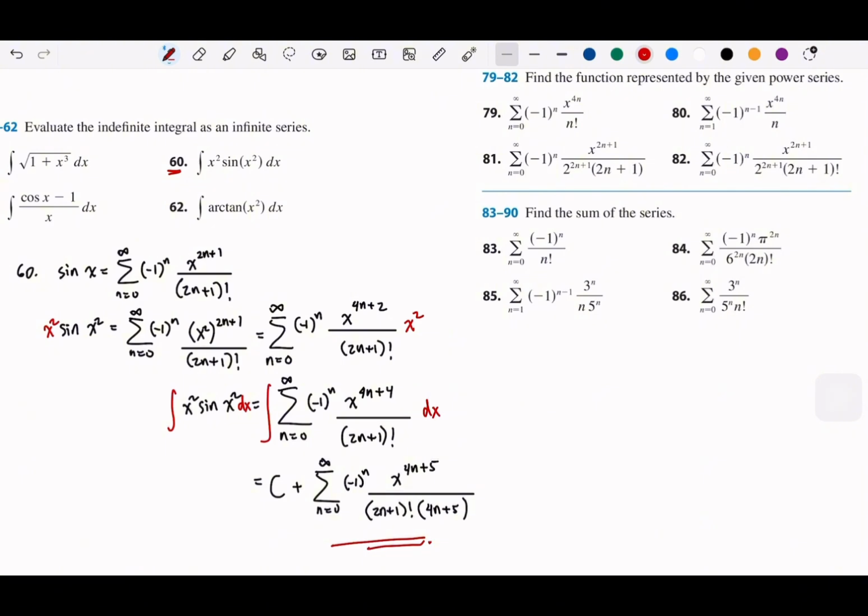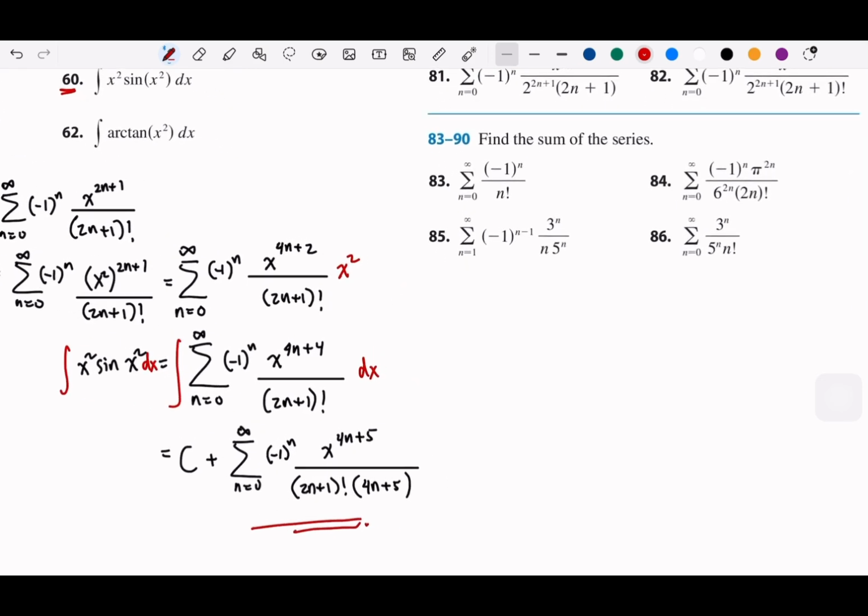85, okay. Maybe we move to the sum of the series. So number 85. We could play around first, see the series. Okay. Let me just write this question first. This is n, this is 5 with power of n.